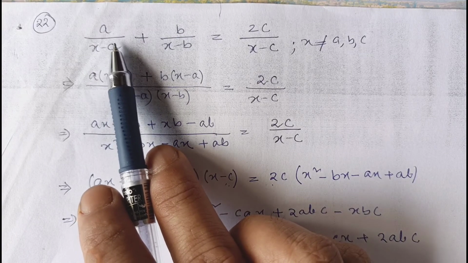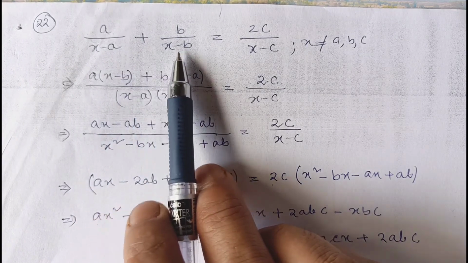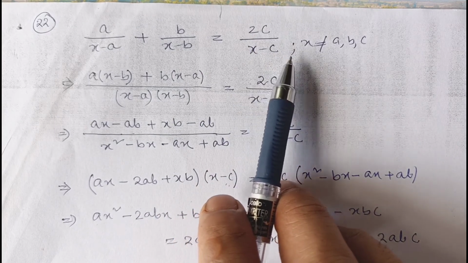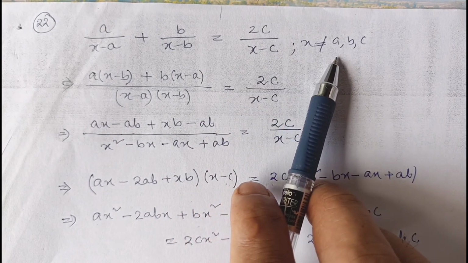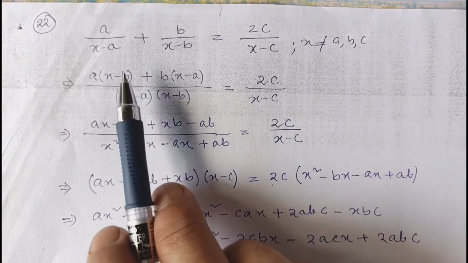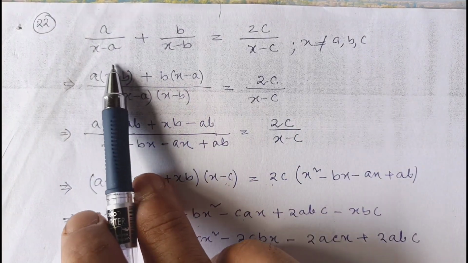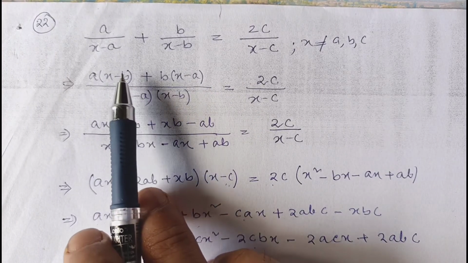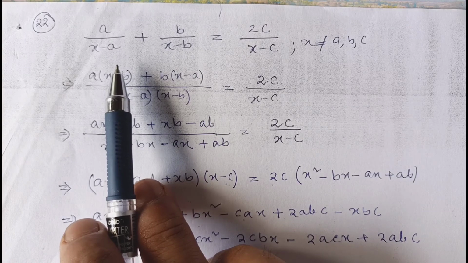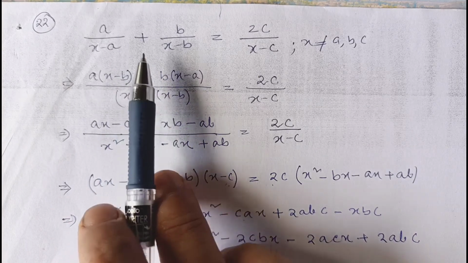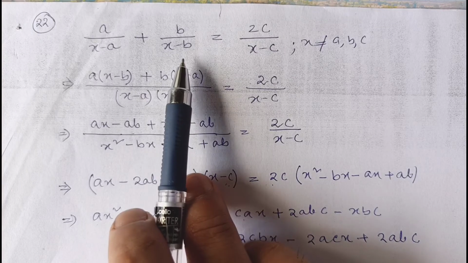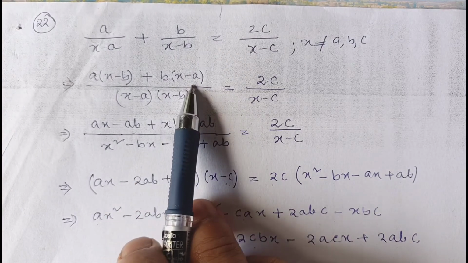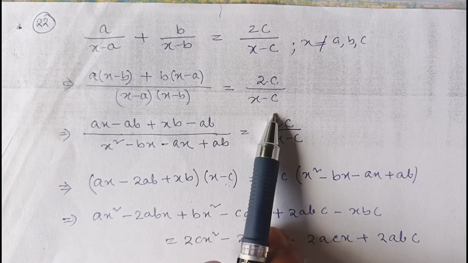Here it is given a by x minus a plus b by x minus b equals twice c divided by x minus c, and here x is not equal to a or b or c. Now here also, like the previous sum, we have to take the LCM, x minus a into x minus b. This LCM divided by x minus a will be x minus b, so it will be a into x minus b, plus this LCM divided by x minus b will give x minus a, so it will be b into x minus a, equals twice c by x minus c.